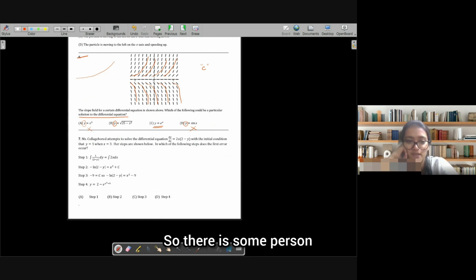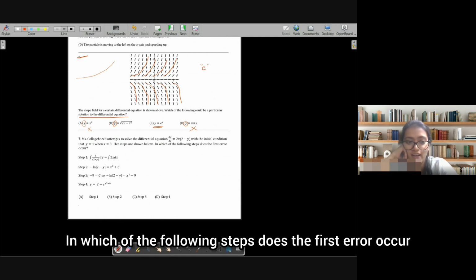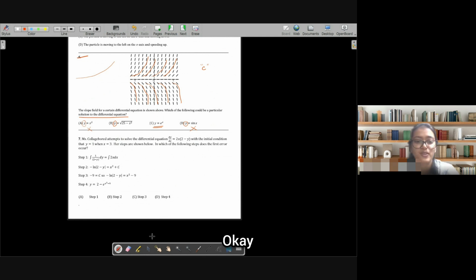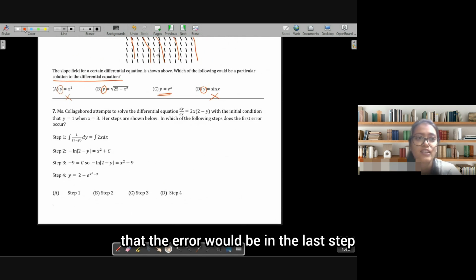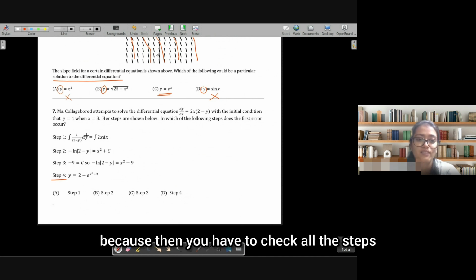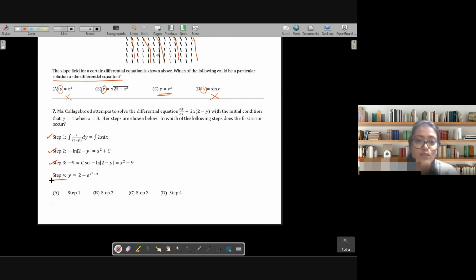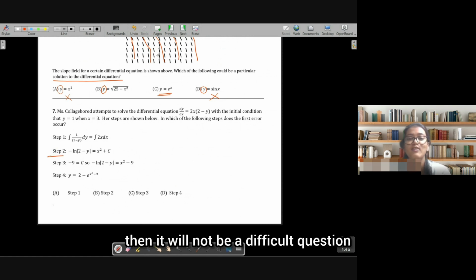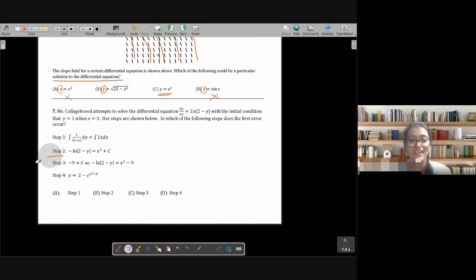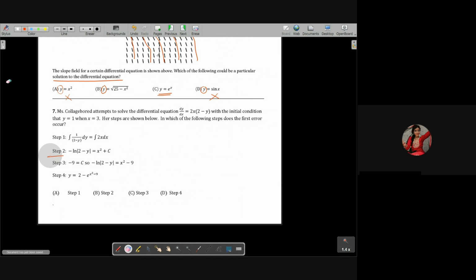So there is some person who is trying to solve this equation with the initial condition. Her steps are shown below. In which of the following steps does the first error occur? Now even in these questions, the chances are that the error would be in the last step, because then you have to check all the steps. It will waste your time and consume more time. Obviously, if they just give the error in step 2, then it will not be a difficult question.